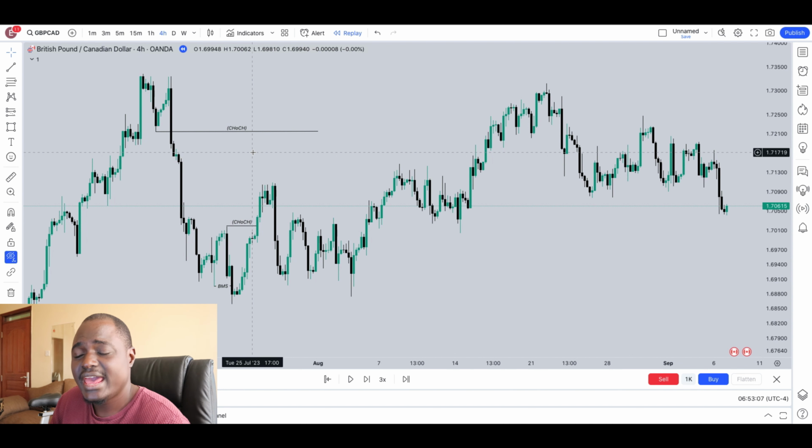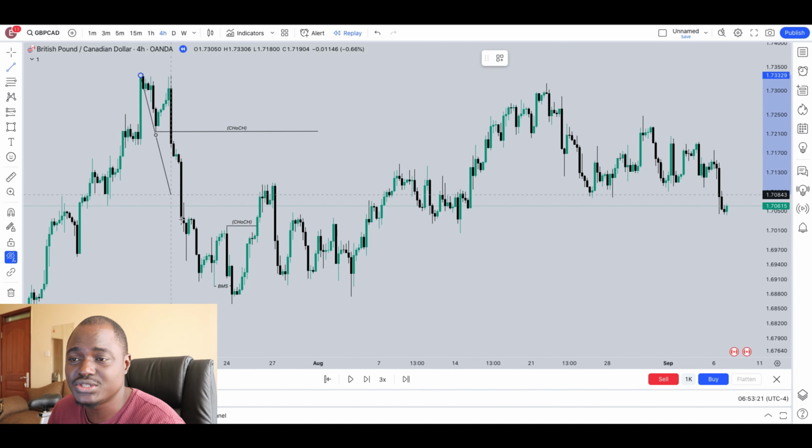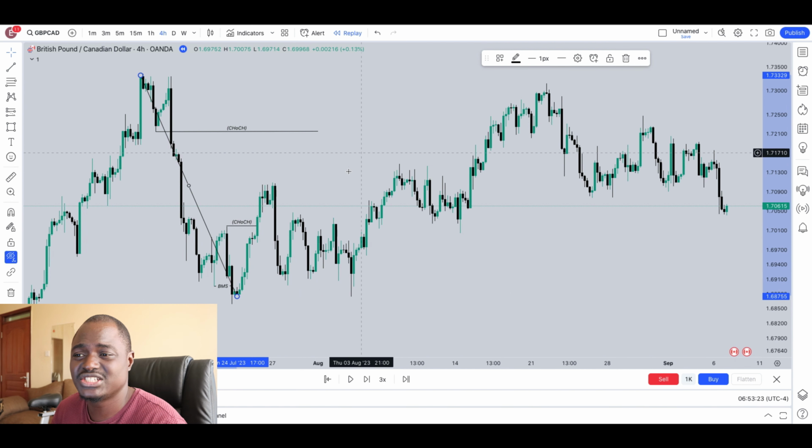Now, with the help of market structure, I'm able to identify trend reversals. With the help of breaks of market structure, I'm able to identify continuation of trends. That is very significant. So that is why I'm saying at this point we are able to see a downtrend. Why? Because there was a change of character here.